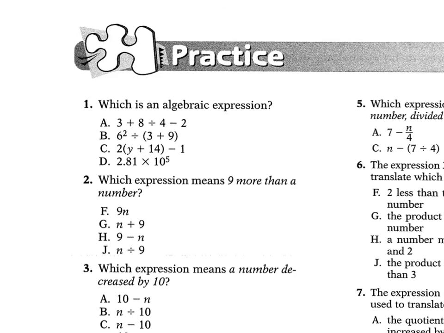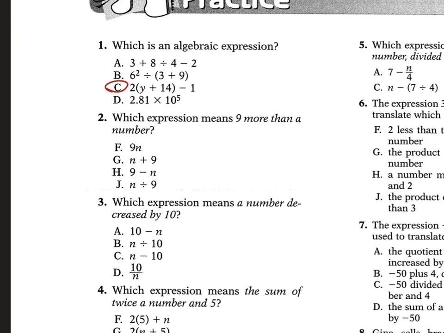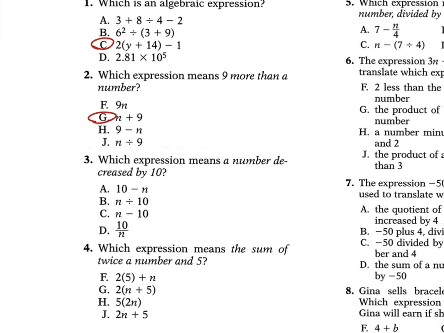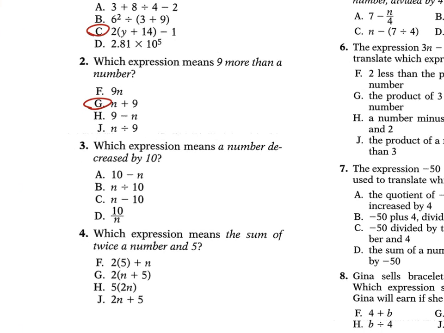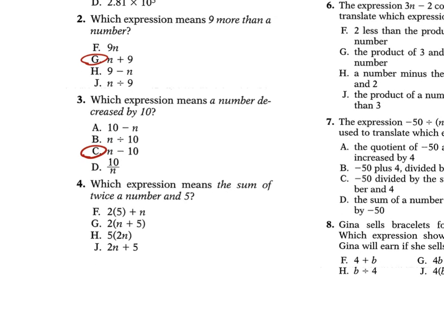For our second practice, for number 1, it says which is an algebraic expression? Algebraic expression contains variables, which are letters, so that's C. For 2, it says which expression means 9 more than a number? That's n plus 9, so G. 3 says which expression means a number decreased by 10? So that's n minus 10, that's C. For 4, it says which expression means the sum of twice a number and 5? That's 2n plus 5, so J.